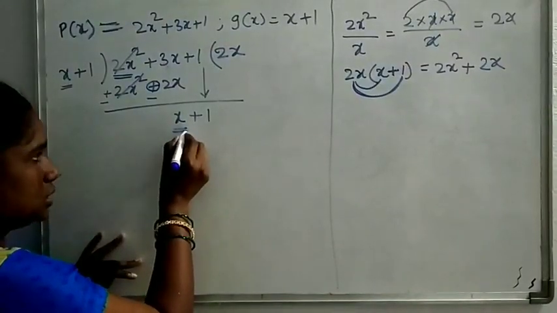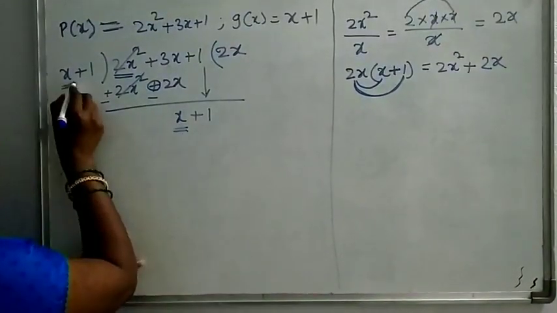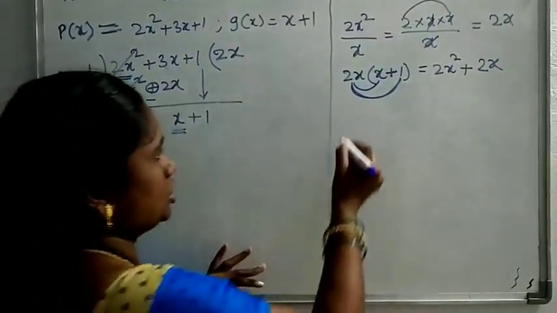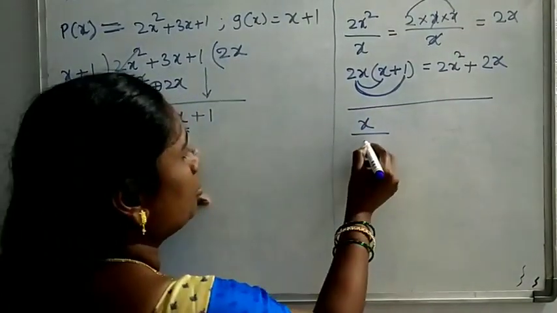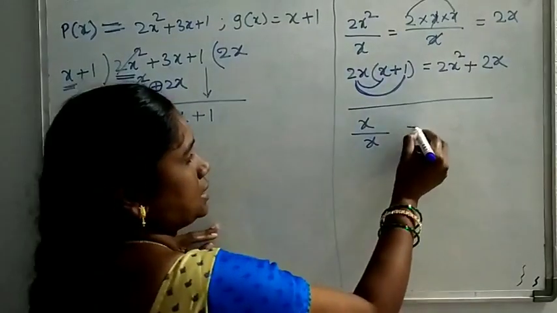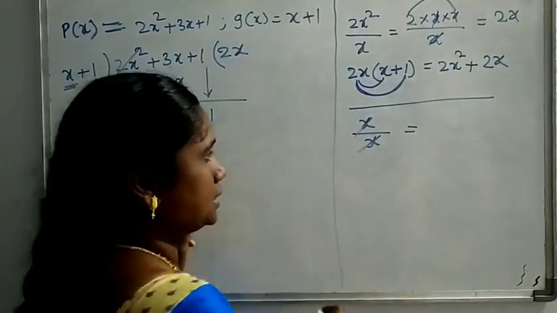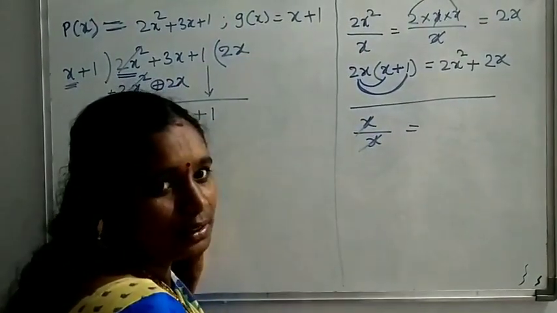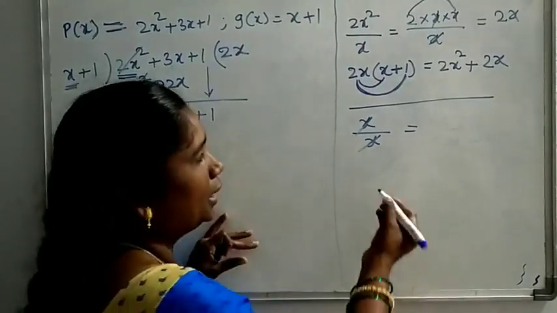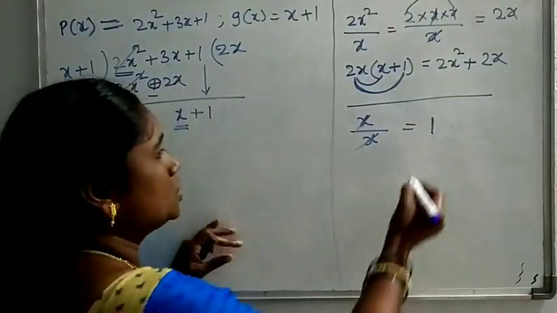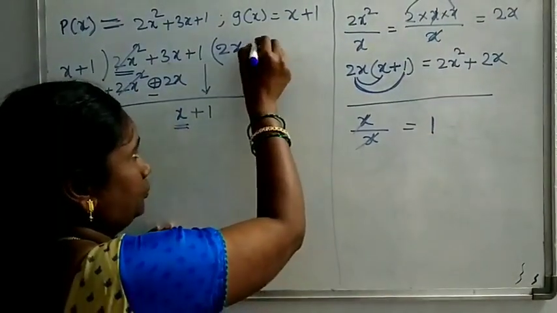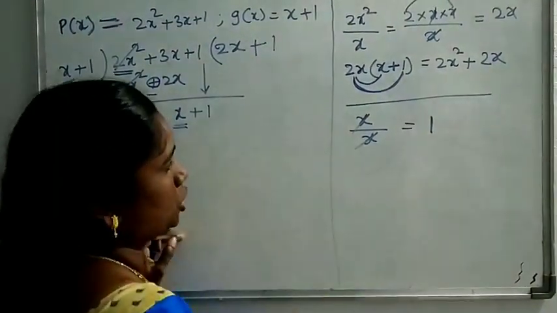Again first term of this divided by first term of divisor. What is the first term here? x by first term of divisor is x. x and x getting cancelled. What is the answer, children? 0 or 1? It is 1. x by x means it is 1. So now this 1 is the second term of our quotient.